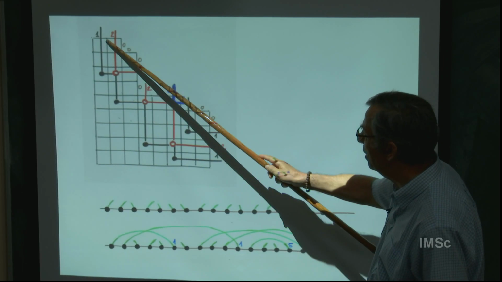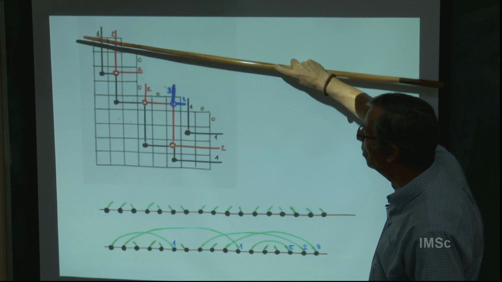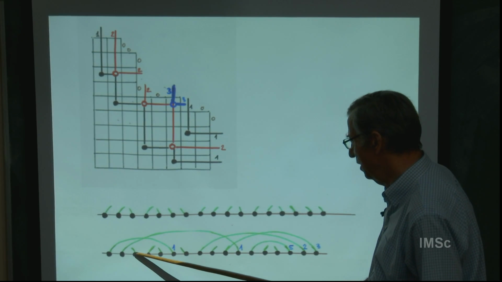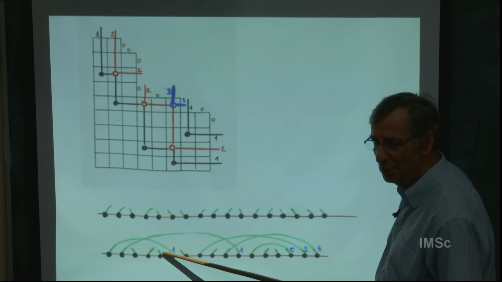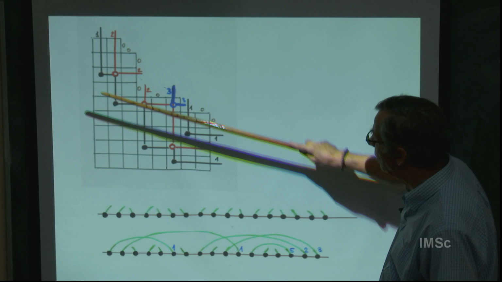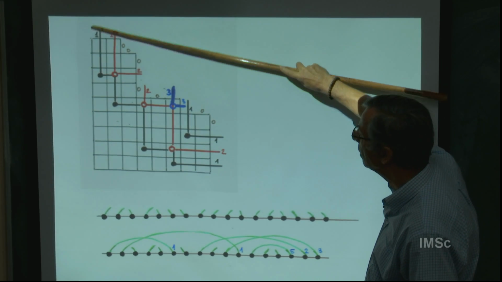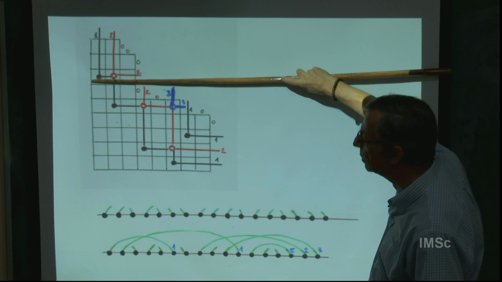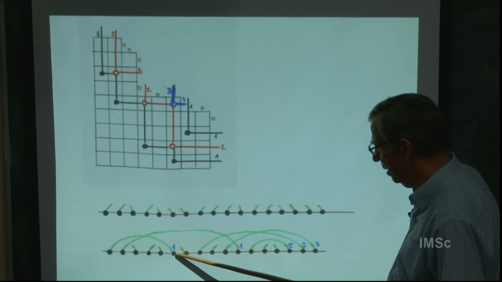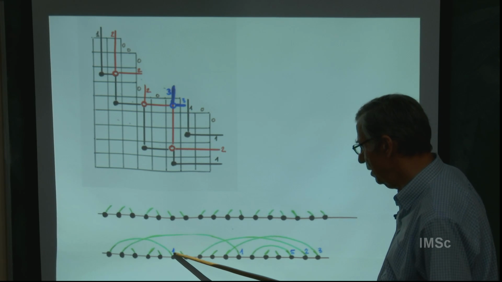So I have a rook. Here I have nobody, I have no rook, so I don't do anything. This one I don't do anything. Now at the third row, I have to put a rook. I have three possibilities. I take the first one.